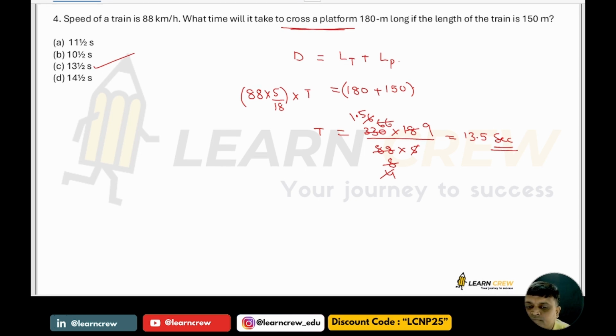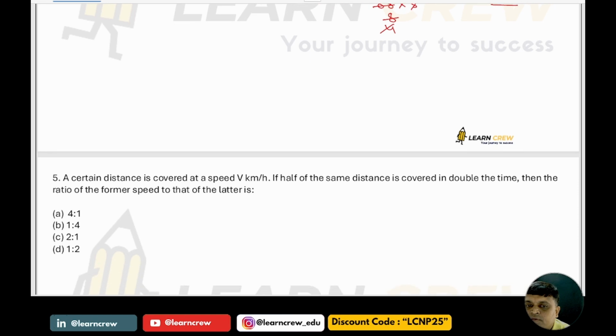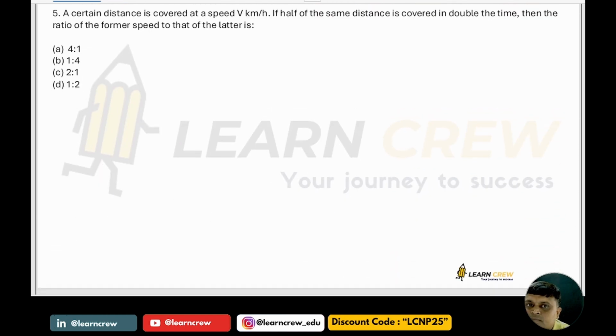Next, fifth question. A certain distance is covered at v km per hour. If half of the same distance is covered in double the time, then find the ratio of the former speed to that of the latter speed. Please understand what's given. Distance is nothing but speed into time.